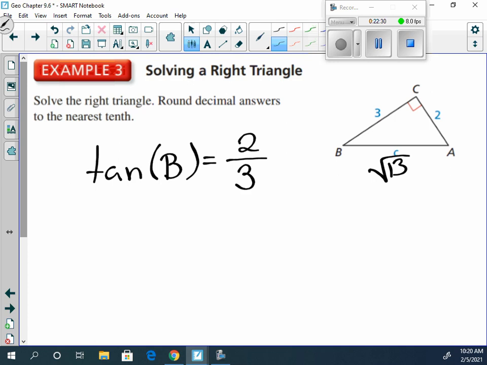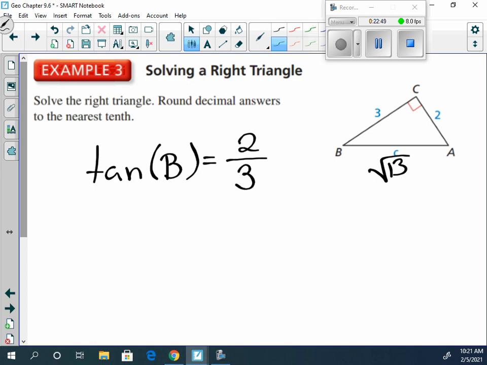Opposite over the adjacent. The opposite side length is 2. The adjacent side length is 3. Yes? So what have I done so far? What have we done so far? We just picked the trig function to use because we do have opposite and adjacent, yes?